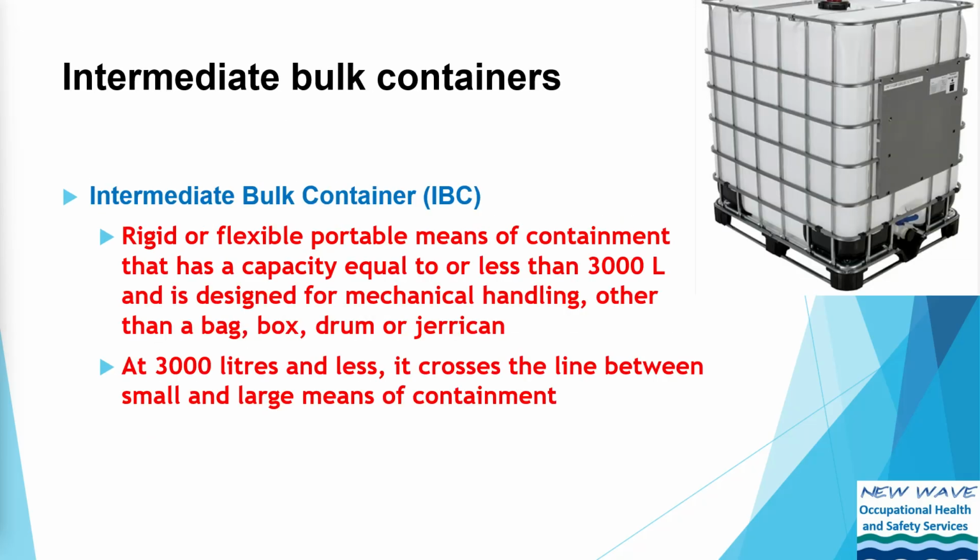Now you may have noticed that I slipped in a new term in the last slide, an intermediate bulk container. An intermediate bulk container is a rigid or flexible portable means of containment that has a capacity equal to or less than 3,000 liters and is designed for mechanical handling other than a bag, box, drum, or jerry can. At 3,000 liters and less, it crosses the line between small and large means of containment.